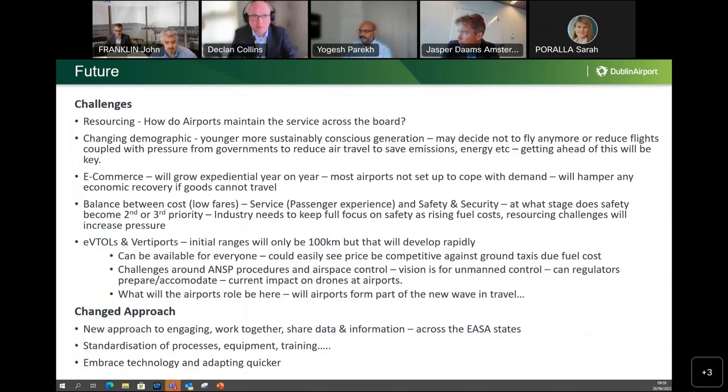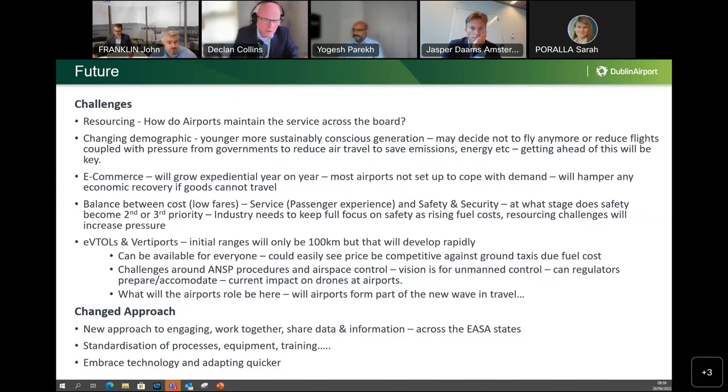How do we look at that change in demographic, e-commerce? You know, the balance between low cost, low fares. You know, there's a high focus in terms of safety. How do we make sure that retains a high focus at all times when there's rising fuel costs and resource challenges? It will ultimately increase pressure, but fundamentally, we owe to ourselves, we owe to the entire aviation sector to maintain that focus of safety and security at the fundamental core of everything we do.